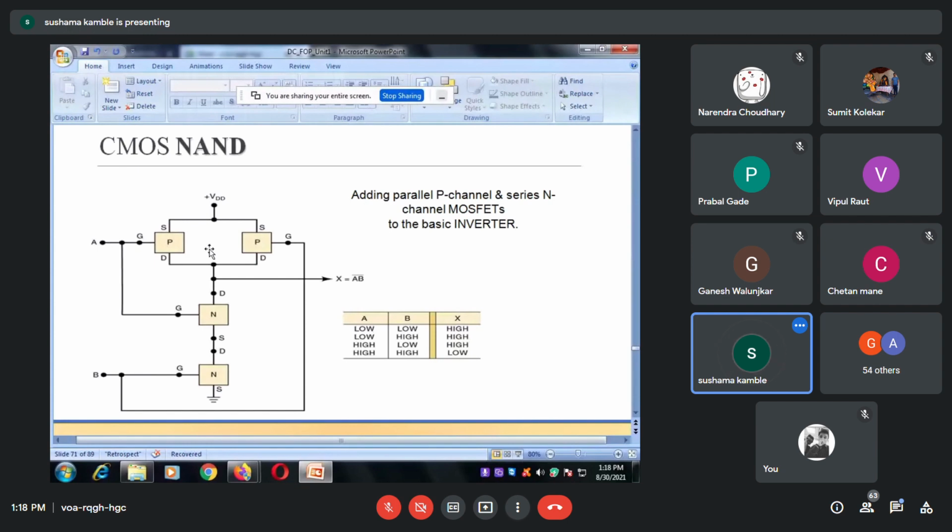Both PMOS are off now, so they act as an open switch. So you are not getting VDD as output. Now what are you getting? These two NMOS are connected in series and they are on. This source is connected to the ground. That's why you will get 0 volt or low voltage at the output, because when they are on, it is just a short circuit to ground. That's why you are getting a low voltage.